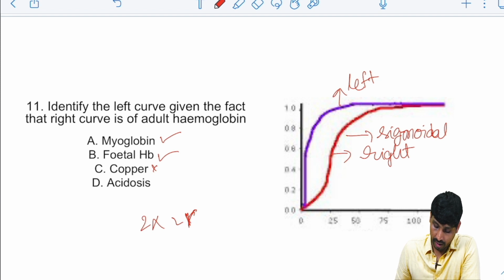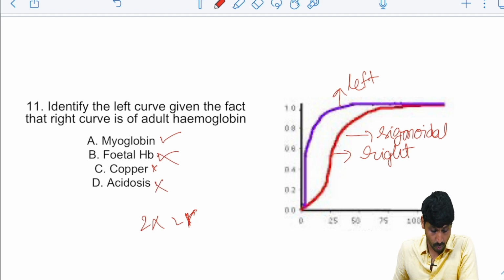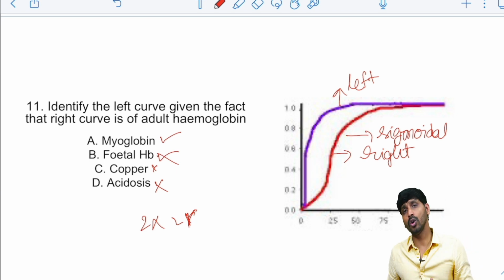The question asked is which curve is shifted to the left. The fetal hemoglobin curve will be shifting, so it is also a ruled-out option. Acidosis also will not shift the curve to the left, so it is ruled out too. The leftover option is myoglobin, because myoglobin always favors oxygenation.